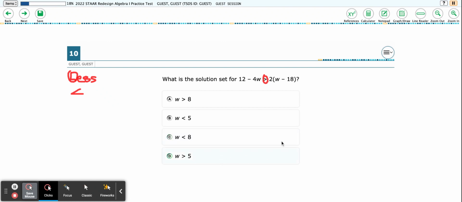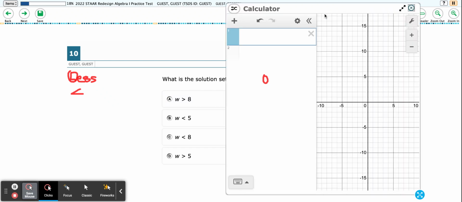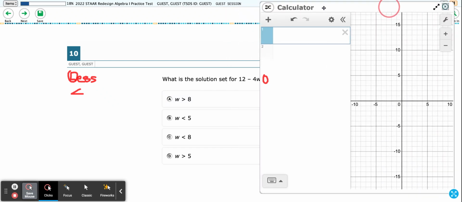Go back to my mouse. So we're going to use our calculator to help us with this. Now remember, in our calculator, we cannot put W's. So we're going to use X in place of W. So I'm going to open my calculator. And I'm going to put 12 minus 4x. I'm going to put these on two separate lines.